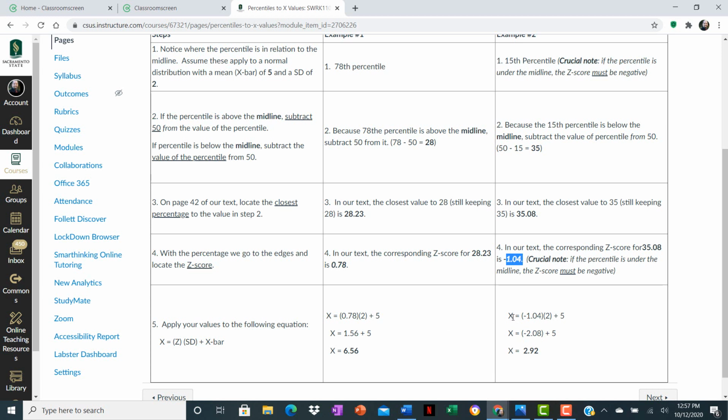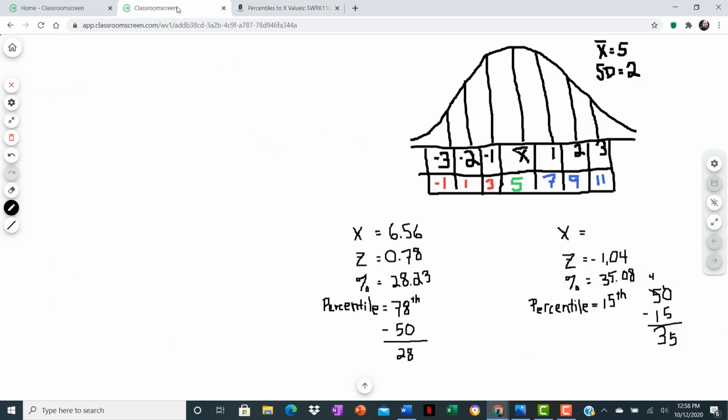Well, x equals negative 1.04 times 2. This time we know it's going to be greater than 2, because it's going to have 1 plus a little bit more, plus 5 just like we did before. So negative 1.04 times 2 is negative 2.08. You're going to add that to the 5, which means effectively you're going to be subtracting that from 5, which is going to give us an x value of 2.92. So let's go ahead and go back. 2.92.